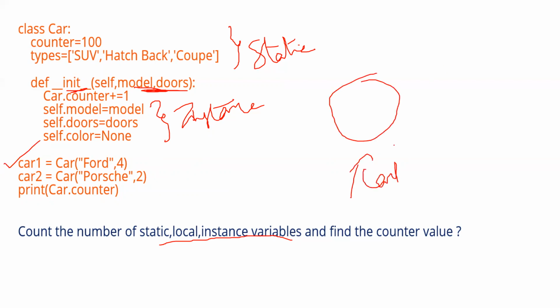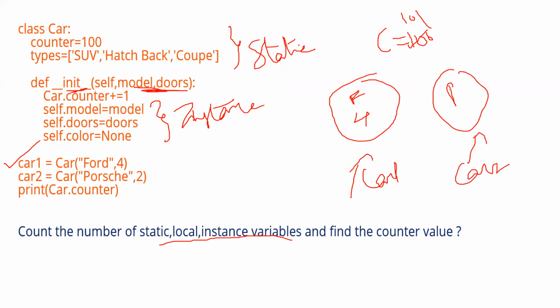Car1 is the object, and here the counter value is a static variable, right? The counter value is 100. Whenever I create the object, it gets incremented to 101. And see, the model is Ford and the number of doors is 4. For the second one, car2 is the object and it is having Porsche as the model and 2 doors. Now, whenever I create the second object, the counter value will be incremented. Static variables are common to all the objects. These are shared among all the objects, but instance variables are very specific to each and every object.